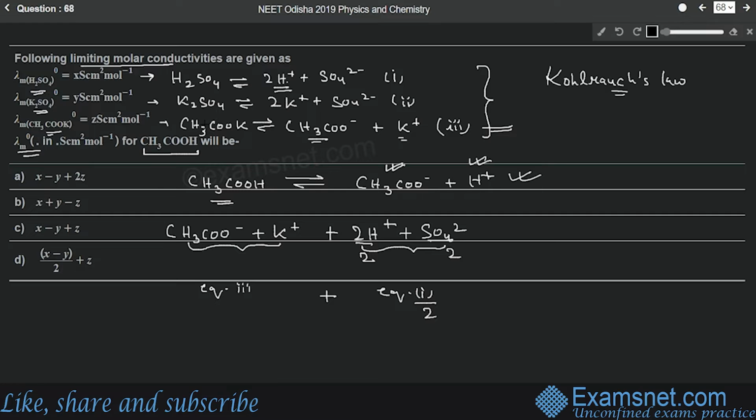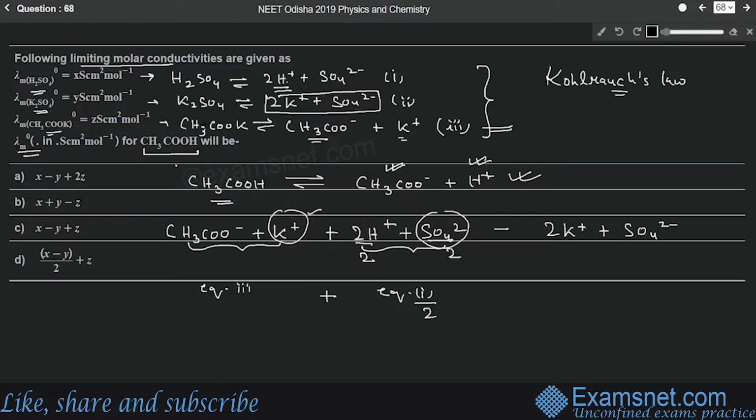Now you can see that our requirement is only acetate ion and hydrogen ion, not potassium and sulfate. That means these two are useless, so these two have to be removed from here. And these two can be seen in equation number 2, right? Here you can see we have 2K plus sulfate. So if we subtract equation 2 from this, we'll remove the potassium and sulfate from here, right? So minus 2K plus sulfate.